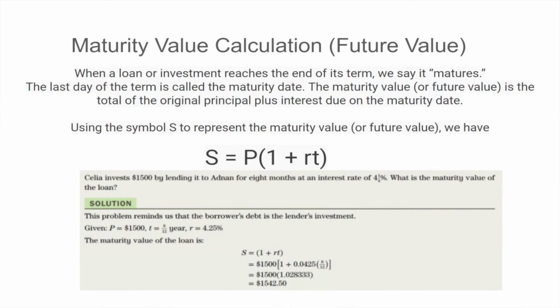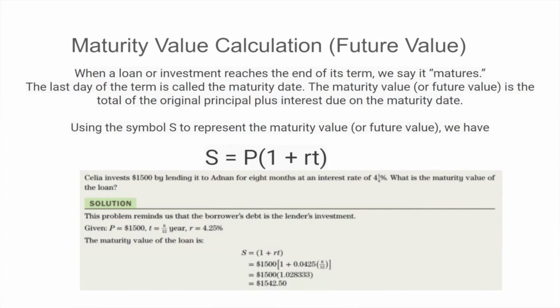Selena invests $1,500 by lending it to Aiden for 8 months at an interest rate of 4.25%. What is the maturity value of the loan? So what we're asking is, okay, here's $1,500 now. What's it going to be worth in 8 months' time? We've got the principal, $1,500. We've got the rate, 4.25% annually. We have the time, which is 8 months, which is 8/12 of a year.